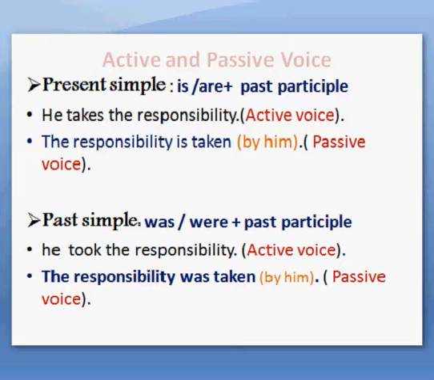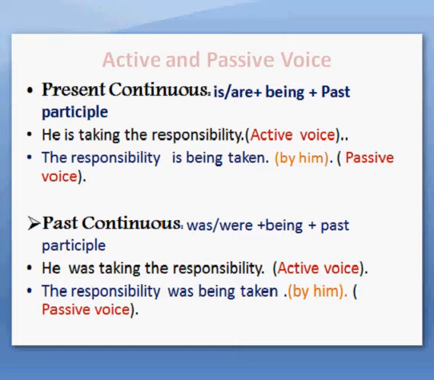For the past simple tense, use was or were plus past participle. For example, he took the responsibility. This is active voice. The responsibility was taken by him. This is passive voice.